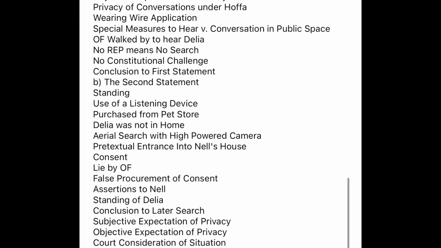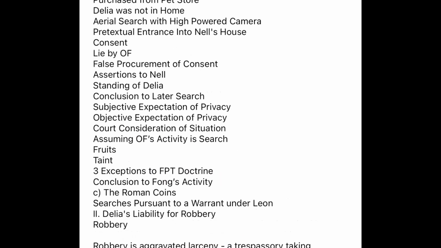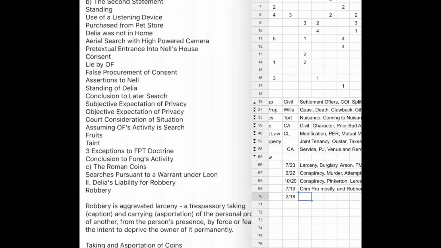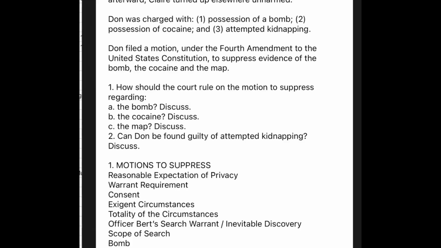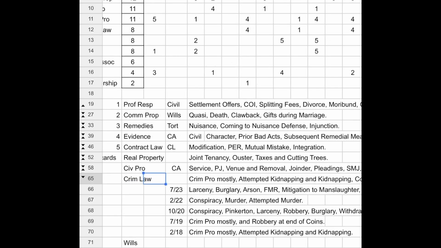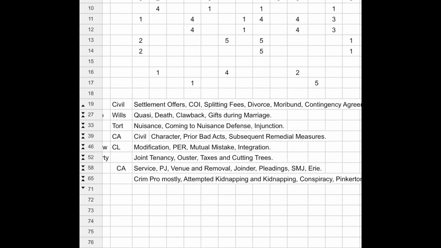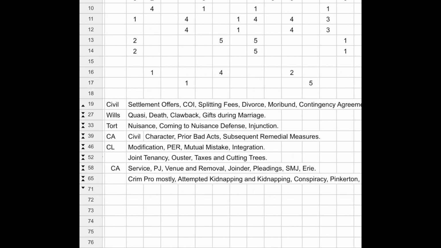Okay. 7/19. Mostly crim pro, it looks like. And then you have robbery at the end here. Okay. 2/18. So mostly crim pro. And then we have kidnapping and attempted kidnapping. Okay. So take a look at 2/18 and 10/20. Okay. Last one. Wills. You can screenshot this too so far.